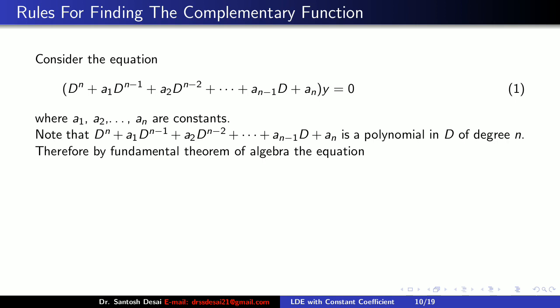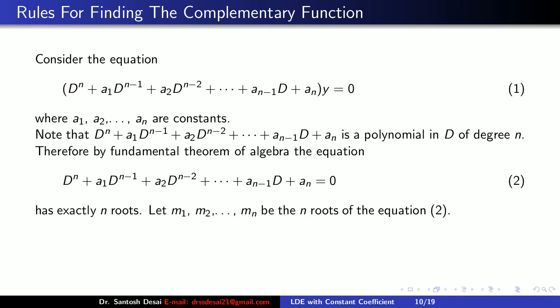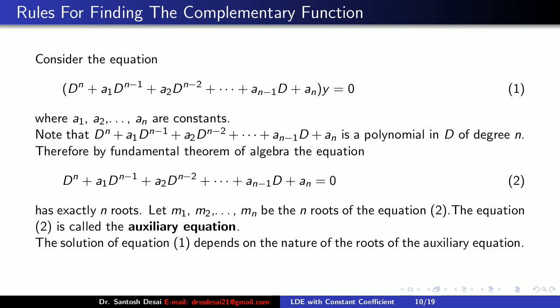So therefore, by the fundamental theorem of algebra, the equation D^n + a1 D^(n-1) and so on plus an is equal to 0 has exactly n roots. So let m1, m2 and so on up to mn be the n roots of equation 2. Now equation 2 is called the auxiliary equation. Now the complementary function of the equation depends upon the nature of the roots of the auxiliary equation. Now following are the various cases.